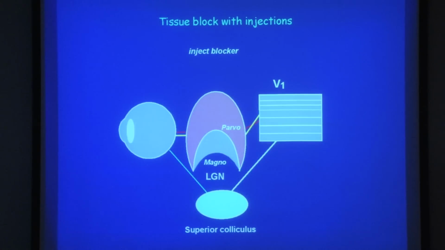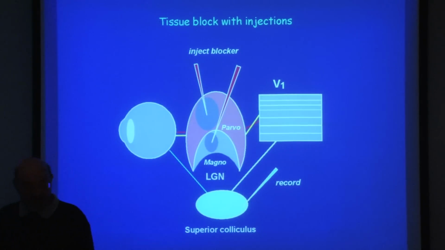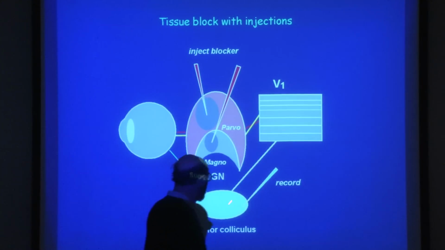I've already told you about experiments in which you can put a recording electrode, in this case in the colliculus, and then you can inactivate either the parvocellular or the magnocellular layers of the lateral geniculate nucleus while you record in the superior colliculus. So what happens is that these cells, as shown here, project to V1, and then layer 5 cells project down. So what we are going to identify is the nature of these cells in layer 5 that drive down there.